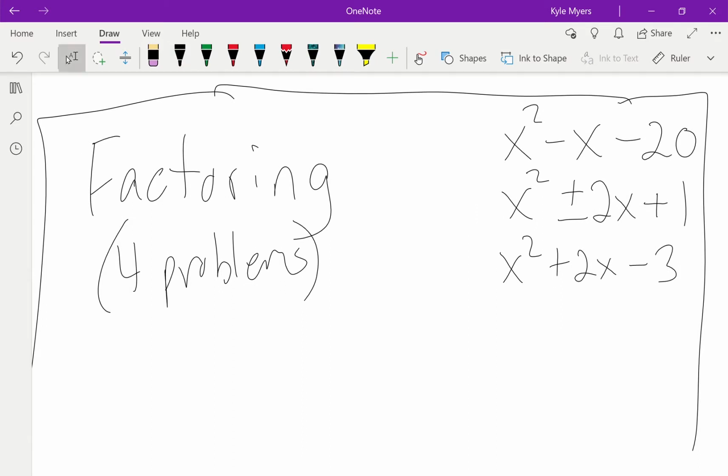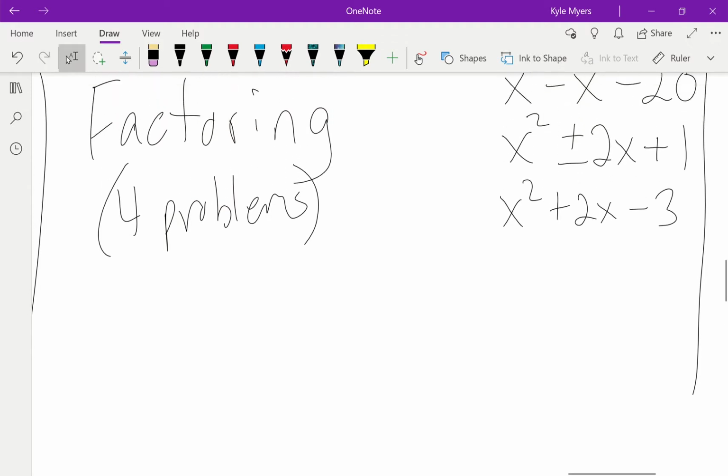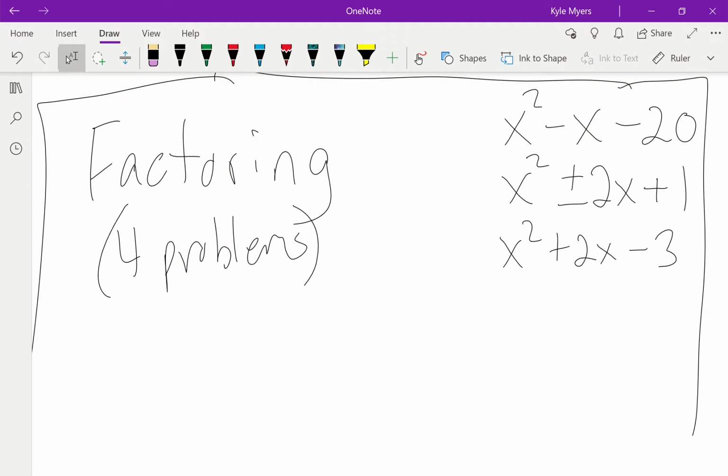So let's dive right in. For the first one, if you noticed yesterday, we did x squared plus x. Today we did x squared minus x.